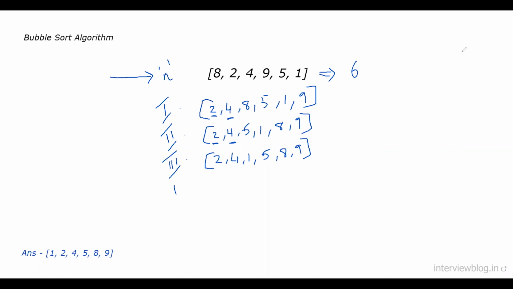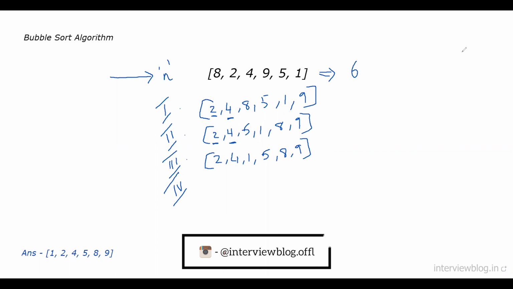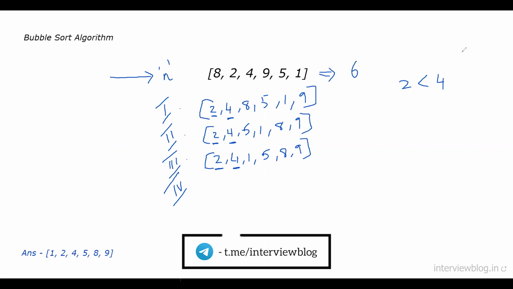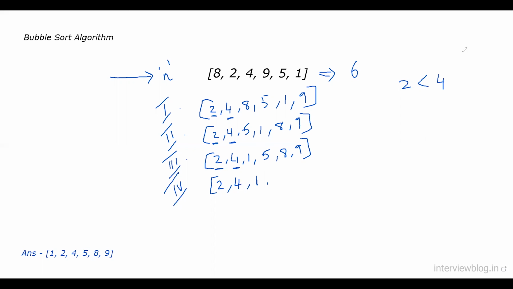So now during the fourth traversal, I will be checking the elements 2 and 4. While checking 2 and 4, we can find that 2 is less than 4 and hence there will be no swapping. So our input array would be 2, 4, 1, 5, 8, 9.